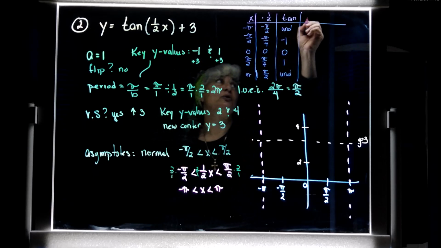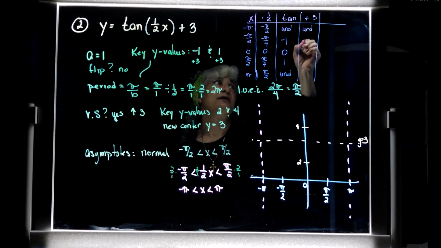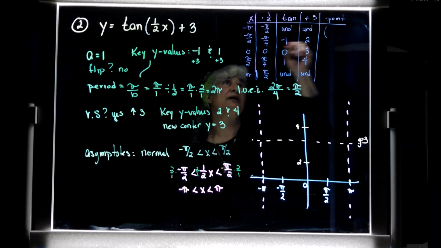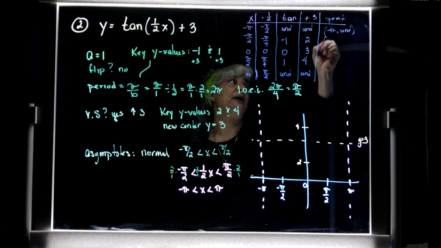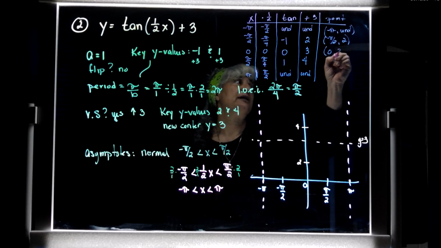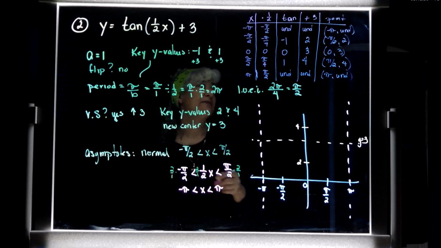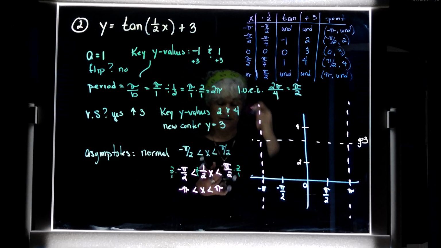And then, according to that equation, you're supposed to add 3 to all of that. Well, that's still going to be undefined. That's going to be 2, that's going to be 3, that's going to be 4. This is still undefined. And now the point. Negative pi is undefined. Negative pi over 2 is 2. 0 is 3. Pi over 2 is 4. And pi is undefined. Cool? Good. Loving it. How are you doing with this chart? Is this helping? Loving it. Okay.